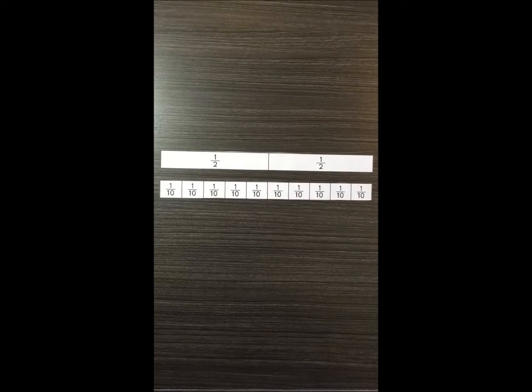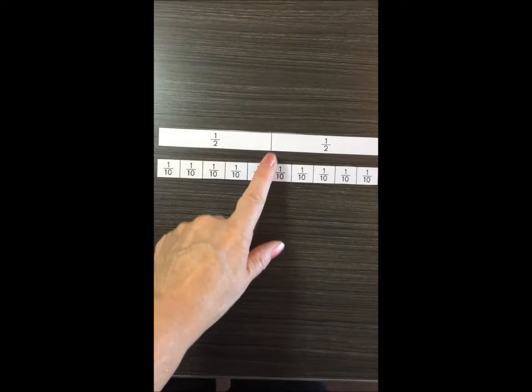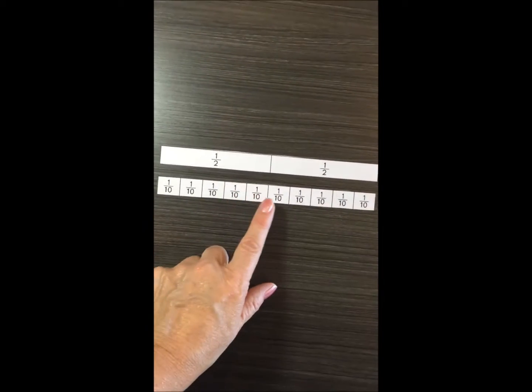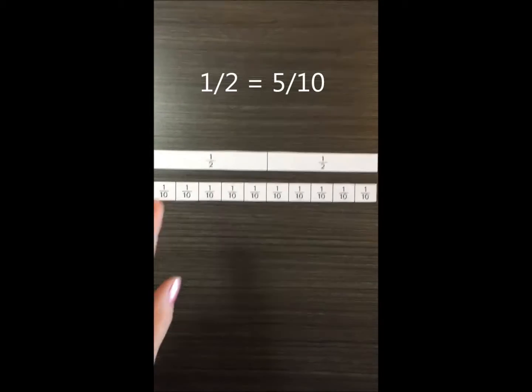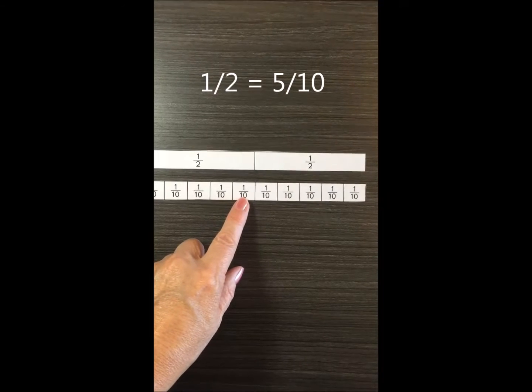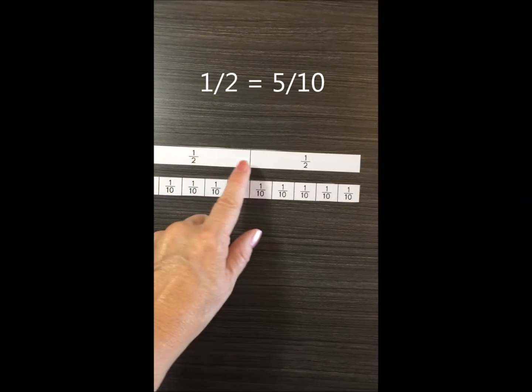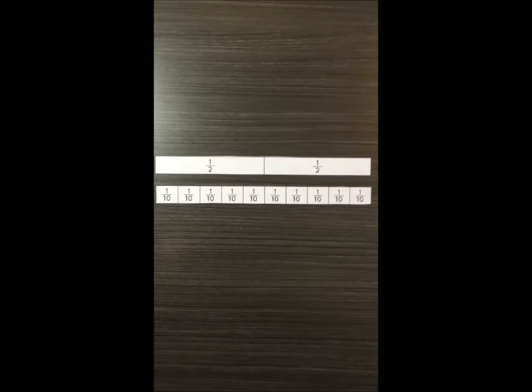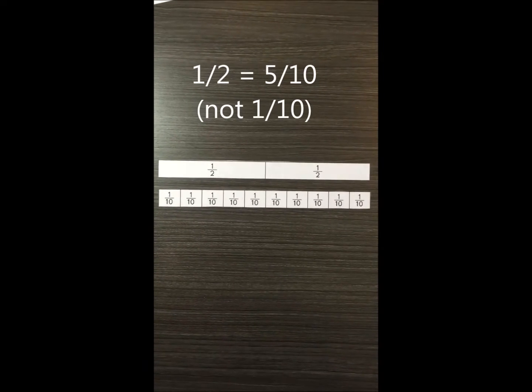Let's look at another set of strips, 1/2 compared to tenths. We can see that it does line up since our lengths are equal. These line up. So 1/2 would be equal to 5/10. We know that 1/2 is the same size as 5/10 using our fraction strips.